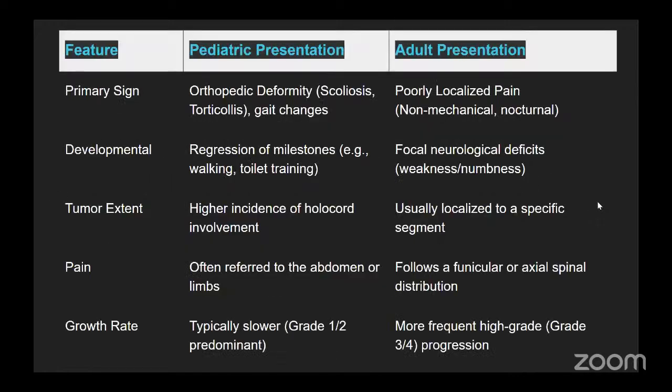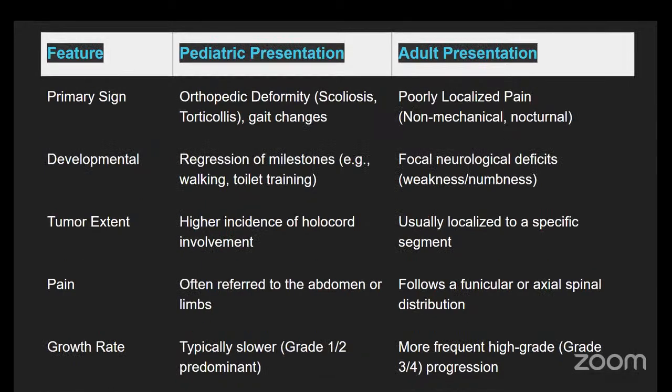The pediatric presentation for spinal astrocytomas is slightly different from the adult presentation. Why? Because the pediatric spine is growing very rapidly and it is flexible. What do I mean by flexible? It means that it's prone to get scoliosis, it's prone to get torticollis. There can be gait changes very early on.